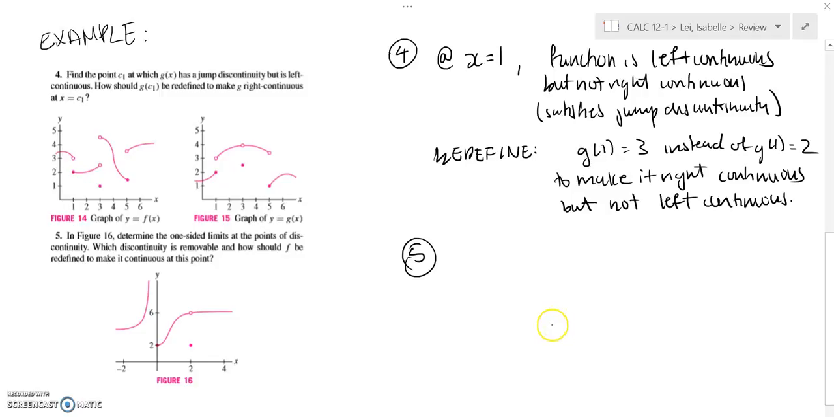So the second question is number 5. In figure 16, determine the one-sided limit at the points of discontinuity. Which discontinuity is removable and how should f be redefined to make it continuous at this point? So at x equals 0, there is infinite discontinuity because from the left side, the function goes all the way to positive infinity, even though it is definable from the right side, but it is not from the left side.